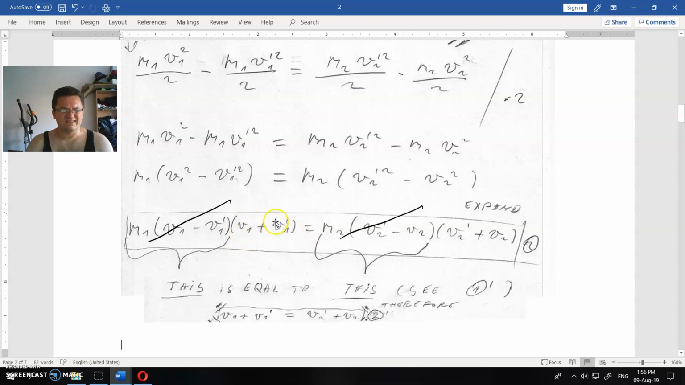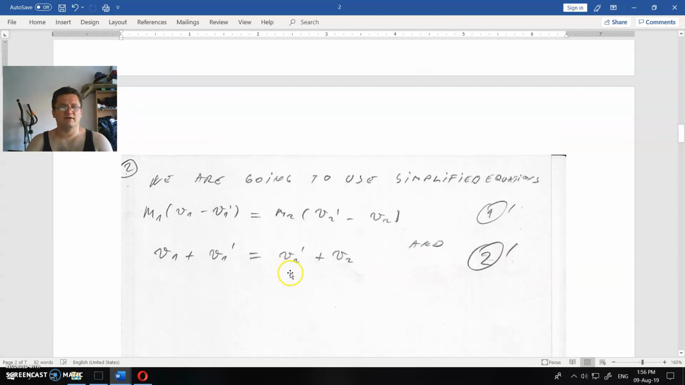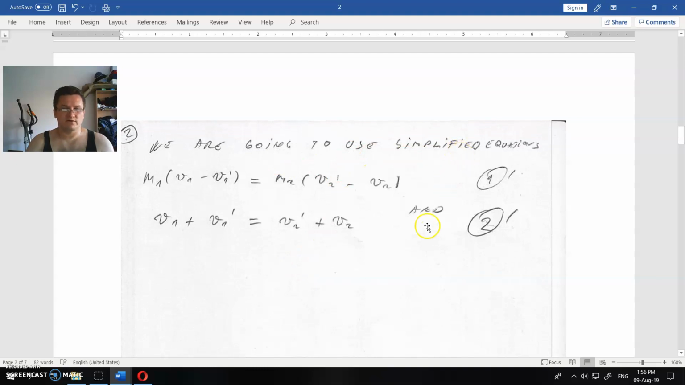All of this will become just this equation here, and this will be a second equation for our calculation. So that is simplification. We are going to use simplified equations. This one is from momentum conservation, and this equation is from the combination of momentum conservation and energy conservation. This holds always when you have an elastic collision in one line, in one direction, so to speak.